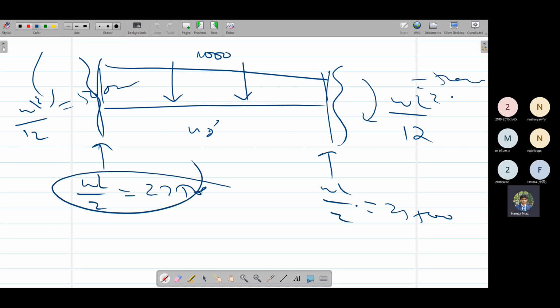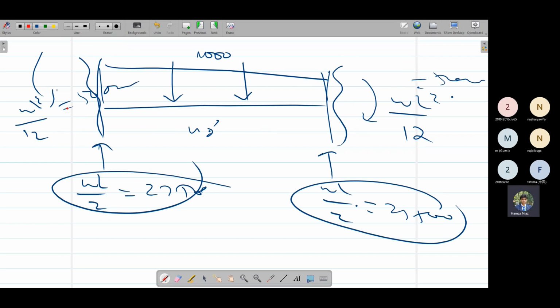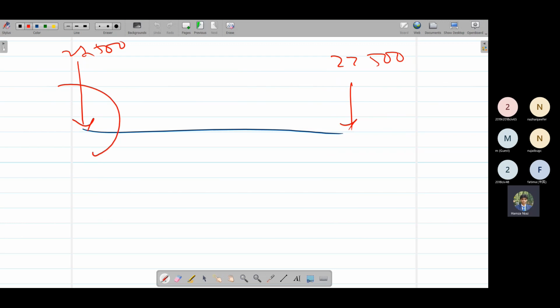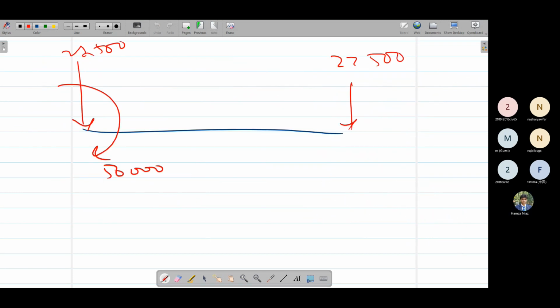These reactions were acting upwards. We have to take them as downward. So for equivalent nodal forces, we have to inverse our reactions. Whatever the direction of our reactions were, we have to take the opposite one. This one was counterclockwise, so we apply this as 50,000 clockwise, and this one was clockwise, so we make this clockwise, 50,000. So this way we can find the equivalent reactions of distributed loading.